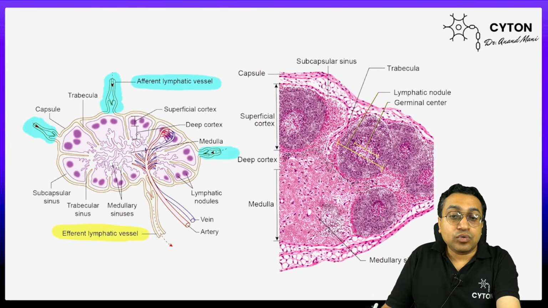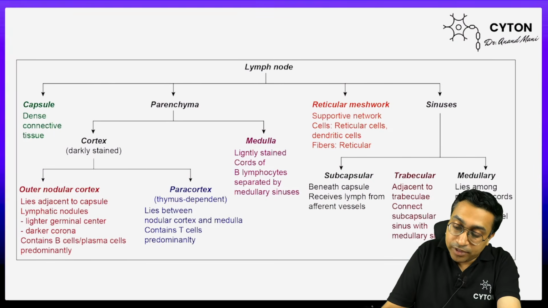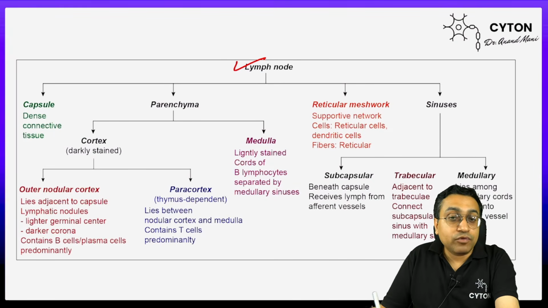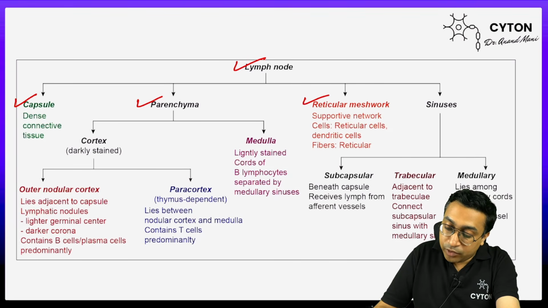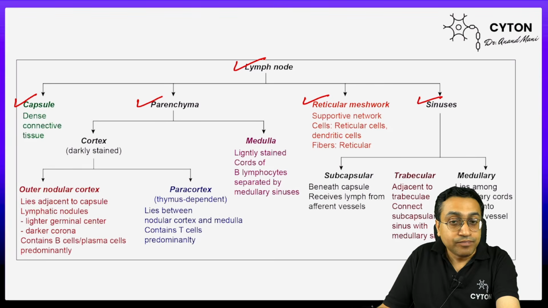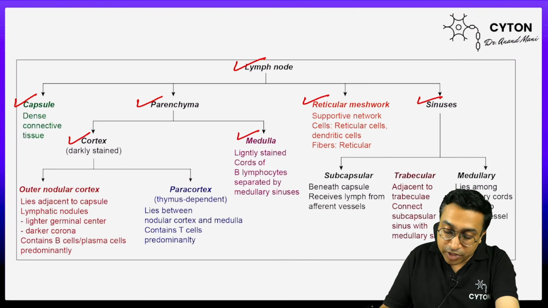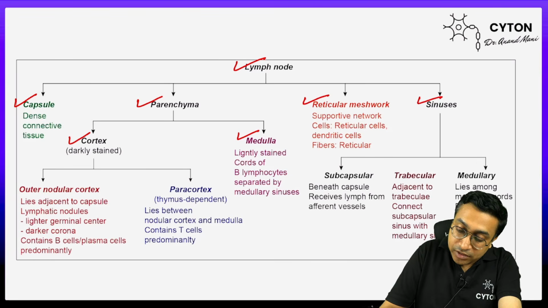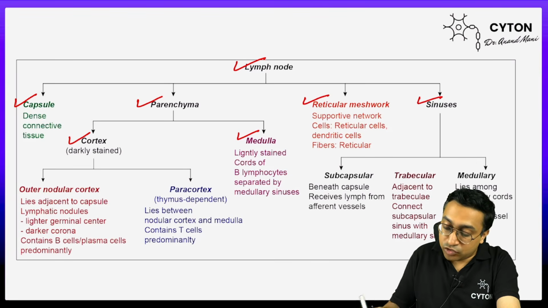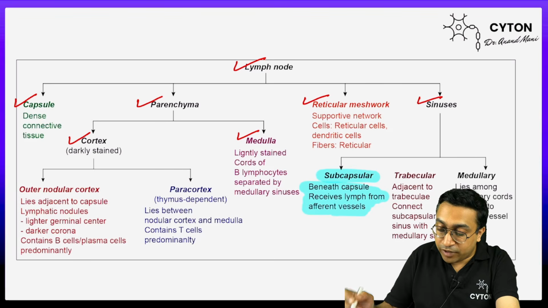ठीक है, so talking about this lymph node, you can see this flow chart to understand things better. The lymph node has a capsule, parenchyma, reticular network, meshwork and sinuses. Here you can see the cortex and medulla is the further bifurcation of parenchyma. I am highlighting the very key important areas, although you will study more in detail in the histology section. There is a subcapsular sinus just beneath the capsule, which is very important. It receives the lymph from the afferent vessels.